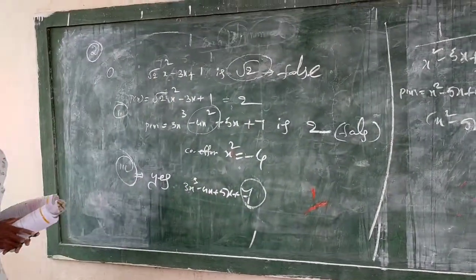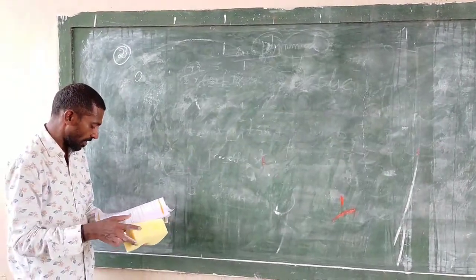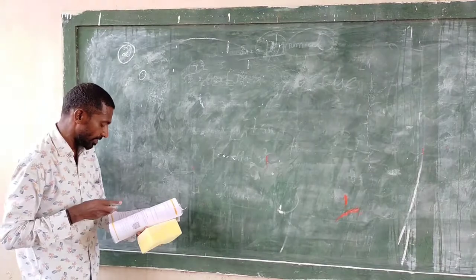And next another one. The degree of a polynomial is one more than the number of terms in it. For example, write it here.